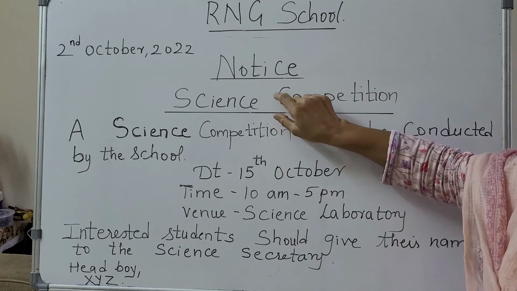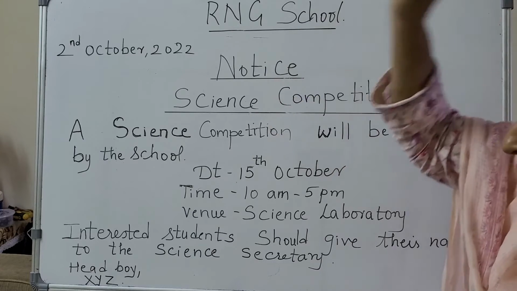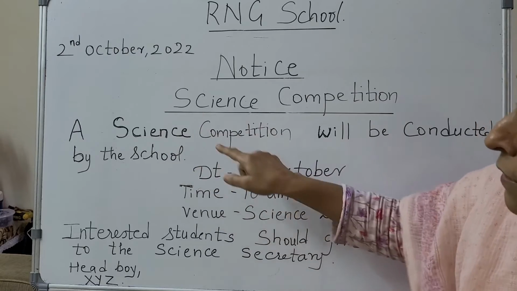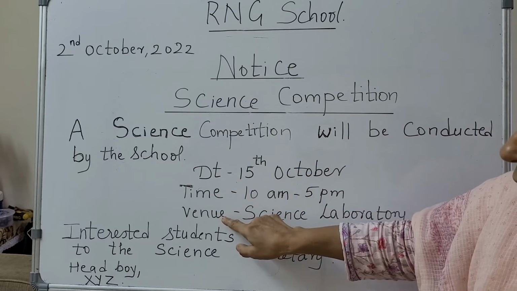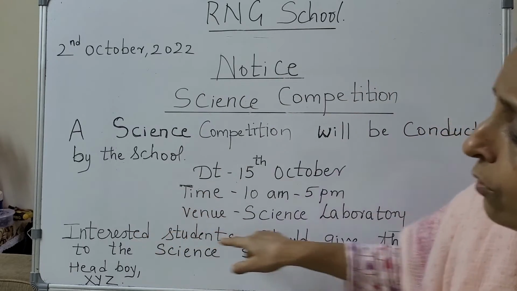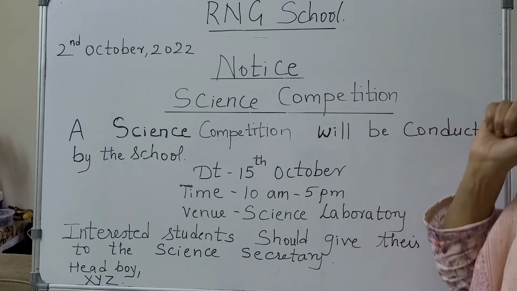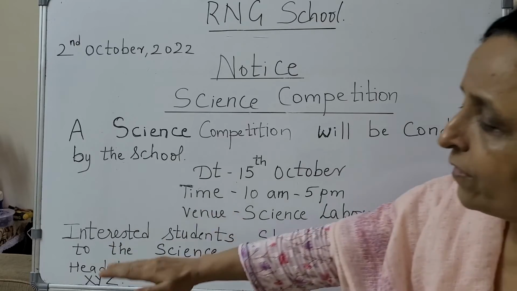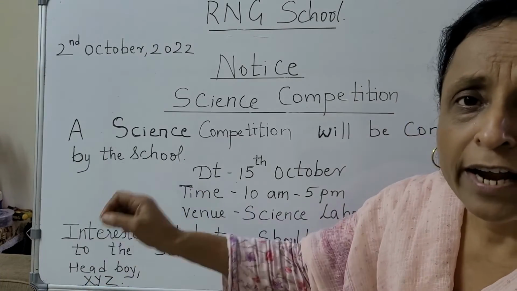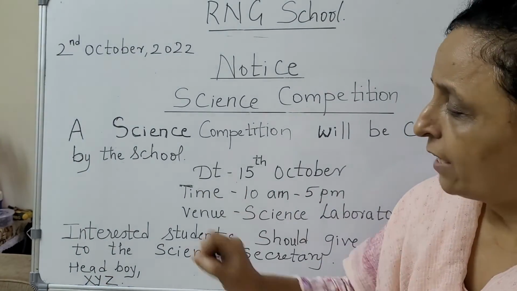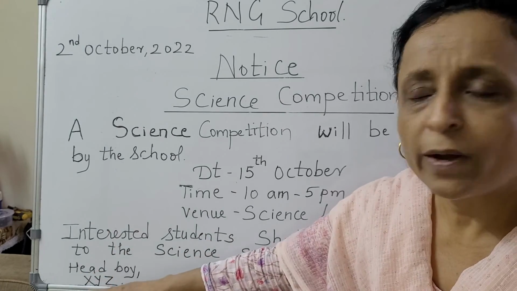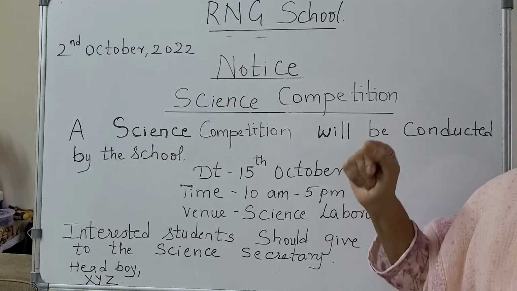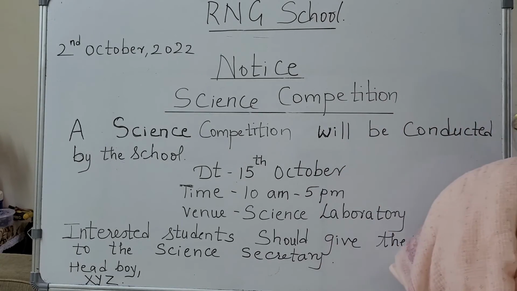Here whatever the competition, write the name of the competition and then start writing what the competition is conducted, on which date, time and the place. And you write whom they have to give, the students have to give the name to. That is also compulsory, and somebody has to write down, whoever is writing has to write down head boy X, Y, Z. So this is the simplest way of making a notice and getting full marks in exam.